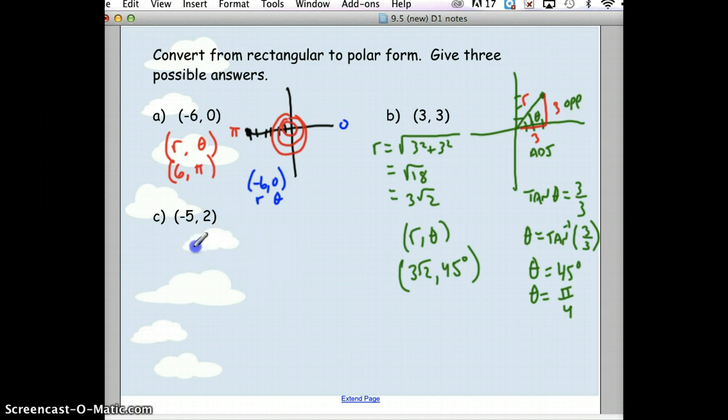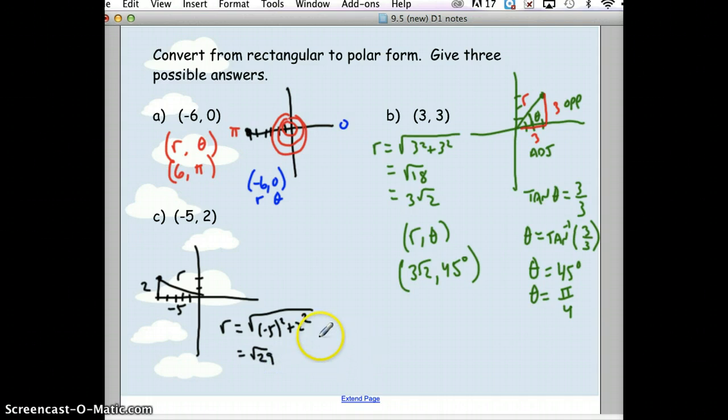The last one, okay, negative 5, 2. Again, to get the radius, I'm going to basically do Pythagorean theorem. I'm going to take the square root of negative 5 squared plus 2 squared. And I'll get 25 plus 4, so the square root of 29.